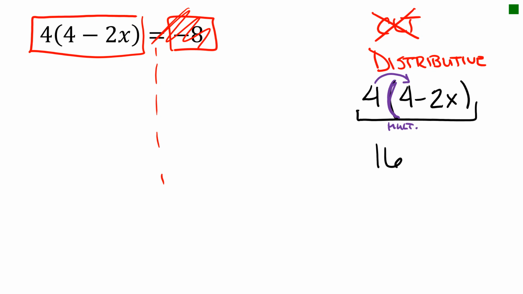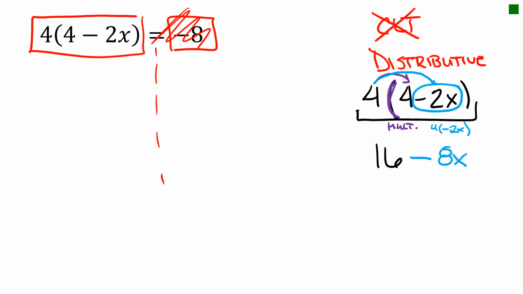Now, when I do this next one, I'm taking 4 times... I've got to be careful. It's that entire second term, which, remember, is either a minus if there's a number in front of it, or it's the same thing as a negative. So now I'm taking 4 times negative 2x, and that's a negative 8x.